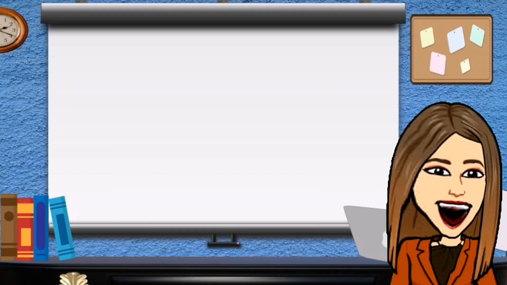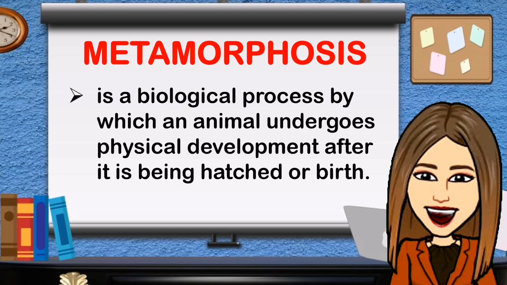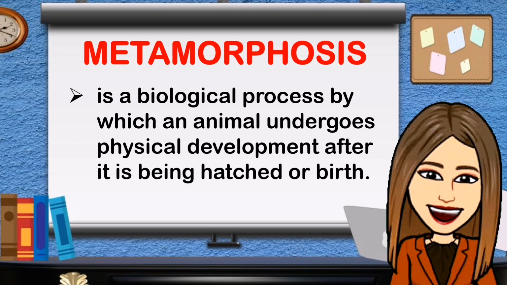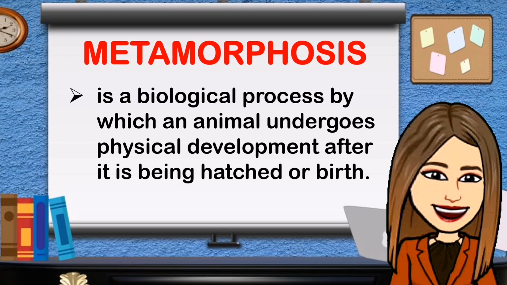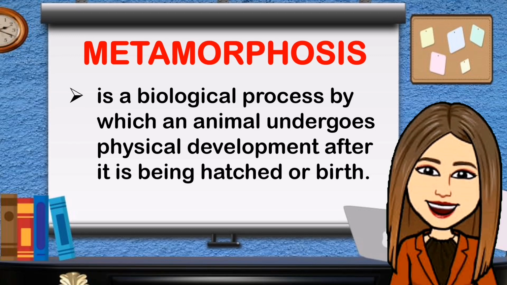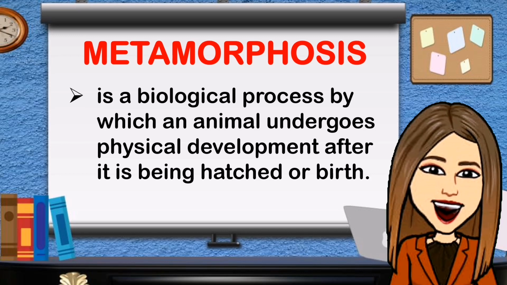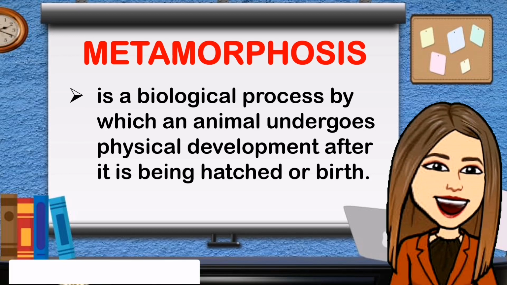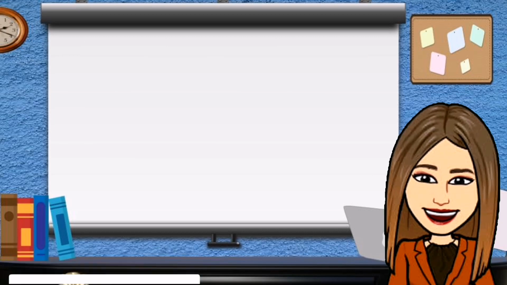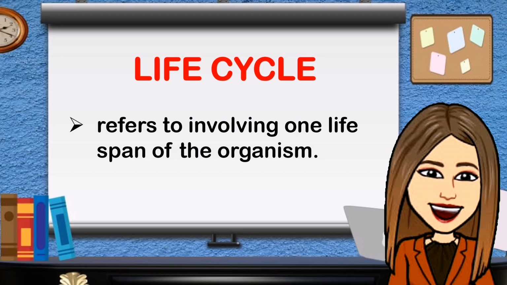Metamorphosis. Metamorphosis is a biological process by which an animal undergoes physical development or changes after it is being hatched or birthed. The term metamorphosis refers to the way insects develop, grow, and change form, usually but not always accompanied by change of habitat or behavior. Some metamorphosis is part of the life cycle of most insects. Life cycle. It refers to the involving one lifespan of the organism.